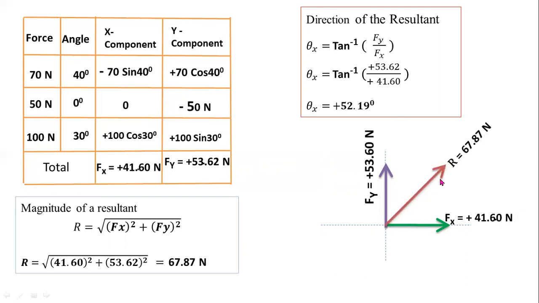Like this. The angle of the resultant is theta x. Theta x is the direction of the resultant with respect to the x-axis. The angle is 51.19 degrees. This is the final answer for this problem.